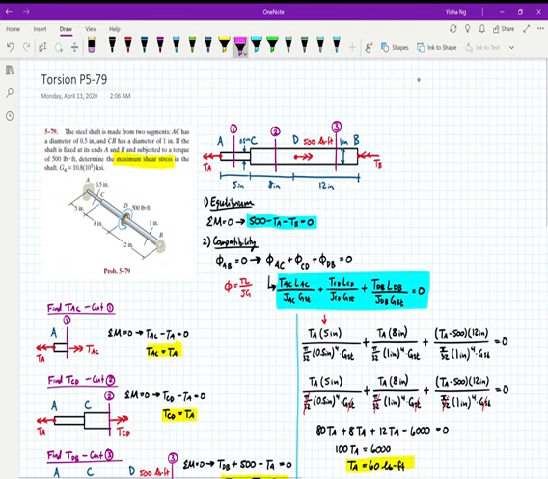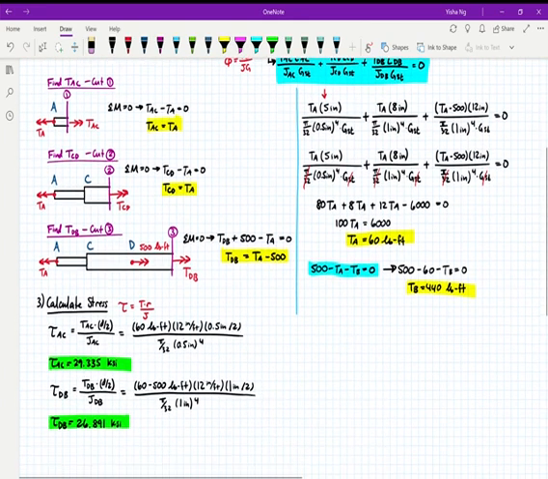The last thing we have to do is, because the problem is asking us to determine the maximum shear stress, let's do that. So we know the shear stress equation is tau is equal to TR over J. And I'm going to apply this in 2 different places. I'm going to apply it at TAC and at TDB.